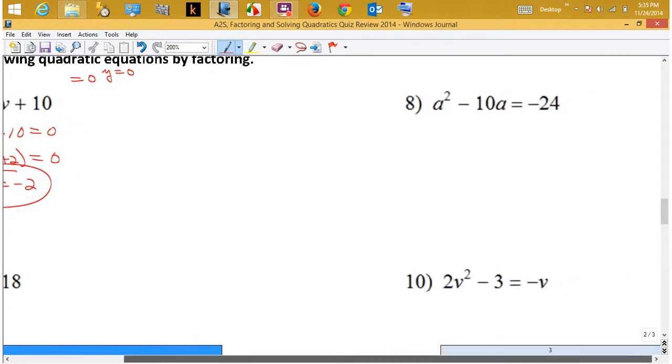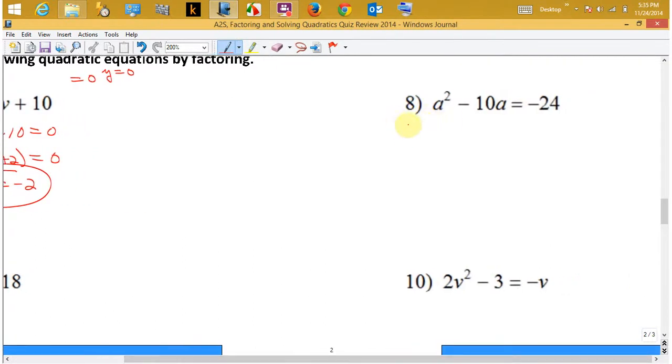And number 8, once again, I have to get everything to one side so that I have a 0. a squared minus 10a plus 24 is equal to 0. So I'm looking for two numbers that add together to give me a negative 10 and multiply together to give me a positive 24. Since this is a positive number, I'm going to have two negatives because the middle number is negative. So how about a minus 6, a minus 4, that's equal to 0, so a is equal to 6, a is equal to 4.